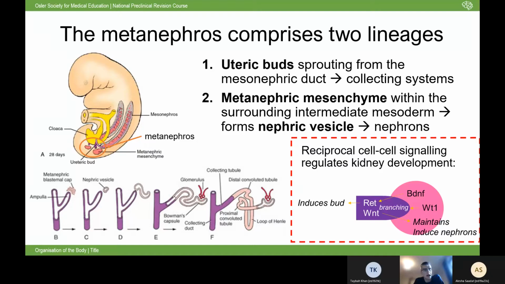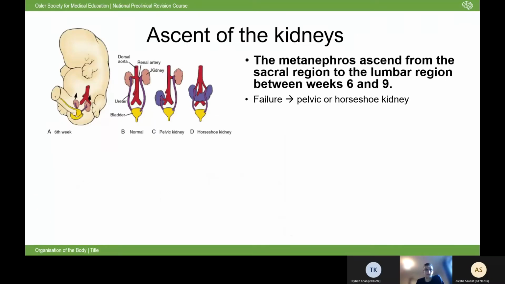polycystic kidney and potentially progressing into nasty renal tumours in young children.